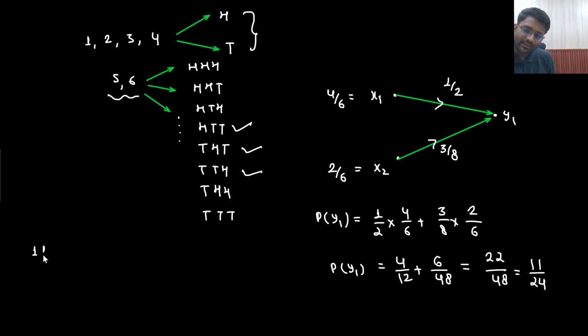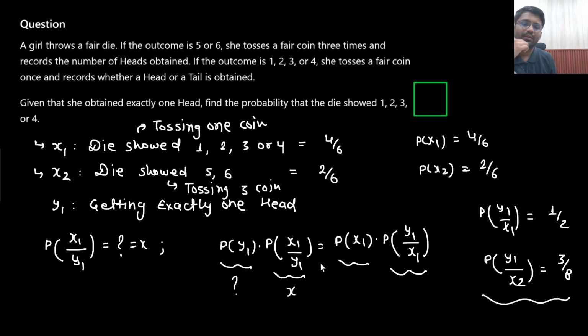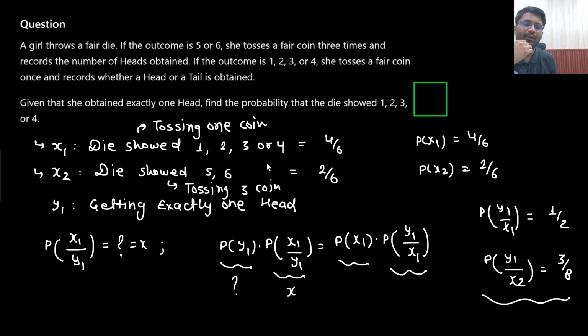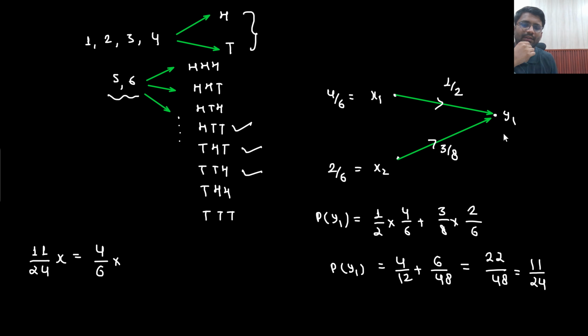So from here, 11 by 24 multiplied by the probability of x1 given y1 would be equivalent to the probability of x1, that is 4 by 6, multiplied by the probability of y1 by x1. y1 by x1 is 1 by 2. So we get 8 by 11. That's the answer. 8 by 11 is the answer. There you go.